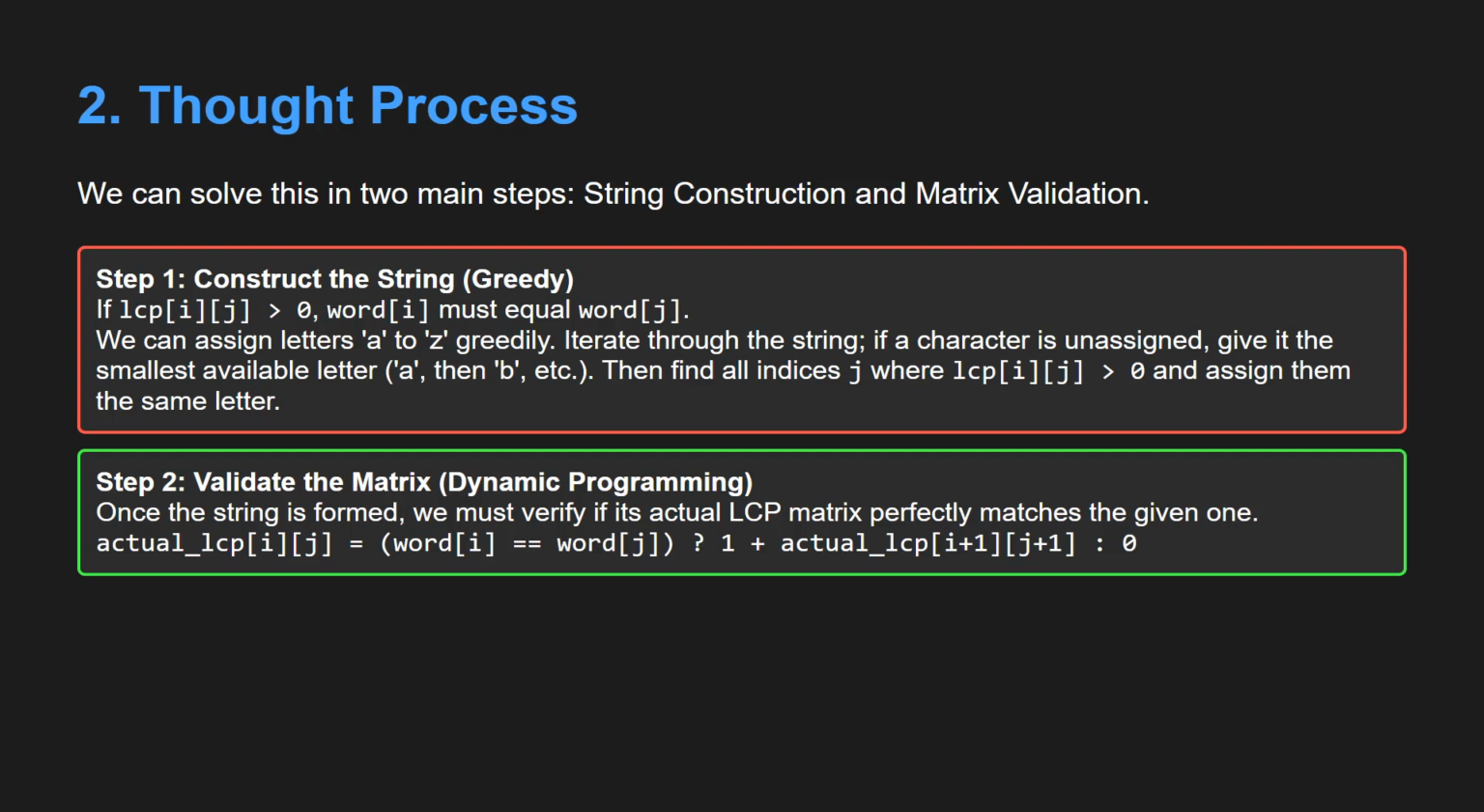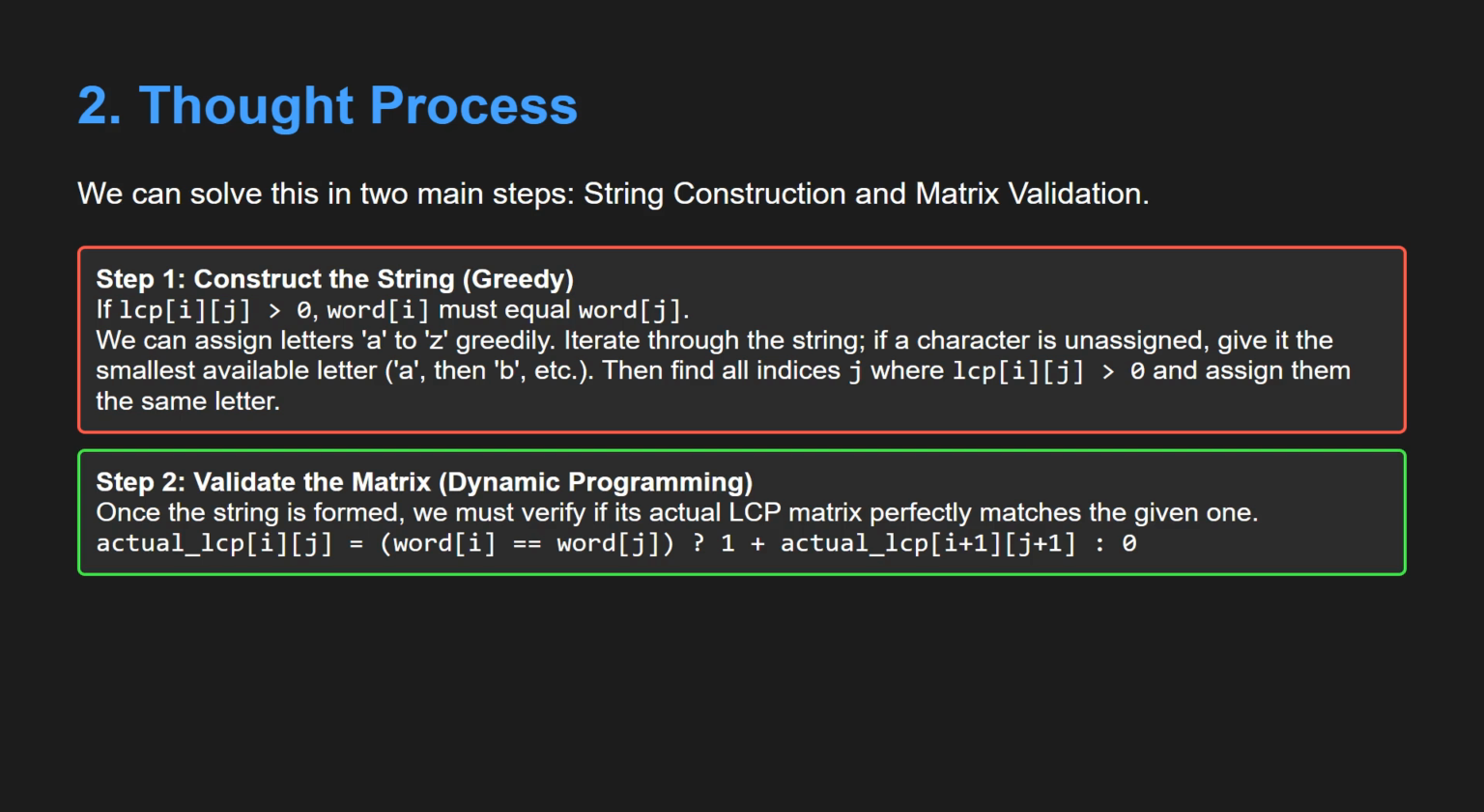To solve this, we can break it down into two steps. Step 1 is greedy construction. Notice that if LCP[i][j] is greater than 0, it implies the characters at index i and j must be identical. We can iterate from the first character to the last. Whenever we find an unassigned character, we assign it the smallest available letter starting from a, and we also assign the same letter to all positions j where LCP[i][j] is strictly greater than 0. If we run out of 26 letters, no string exists.